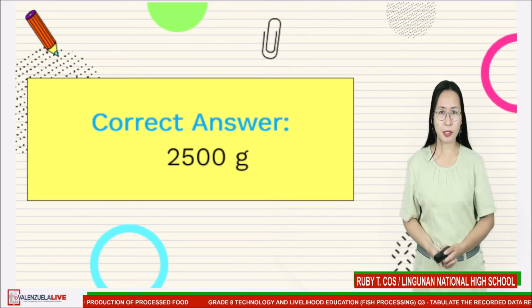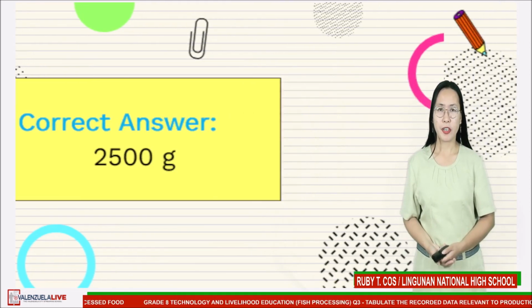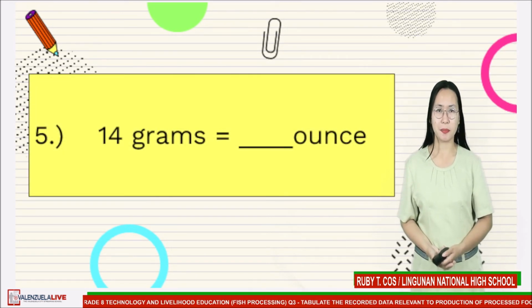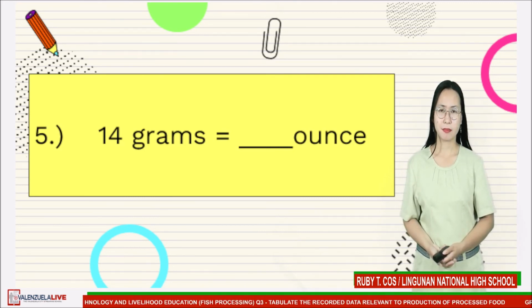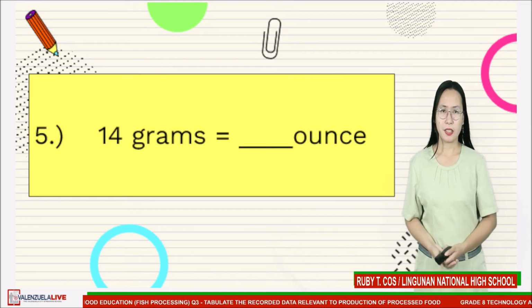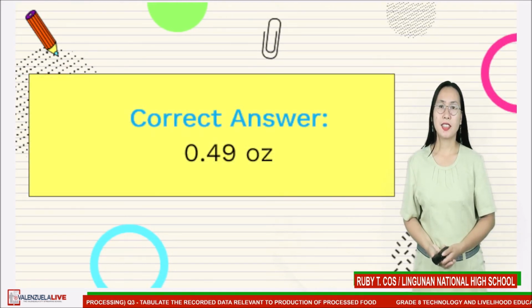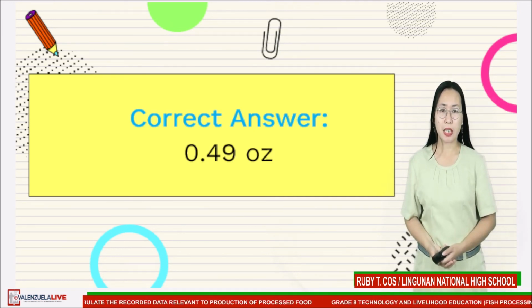The correct answer for number 4 is 2,500 grams. For the last number, convert 14 grams into ounces. The correct answer is 0.49. Very good, class. Count the number of correct answers. You got the perfect score. Please type your score in our chat box.